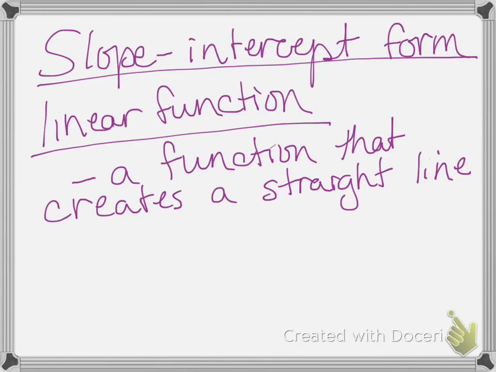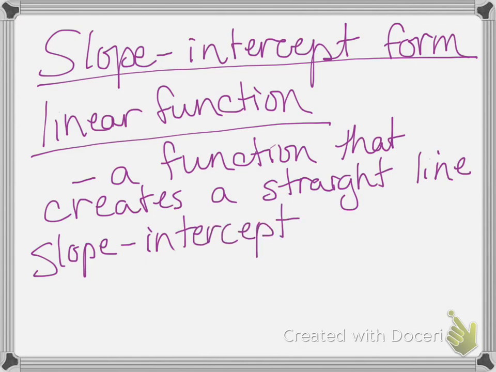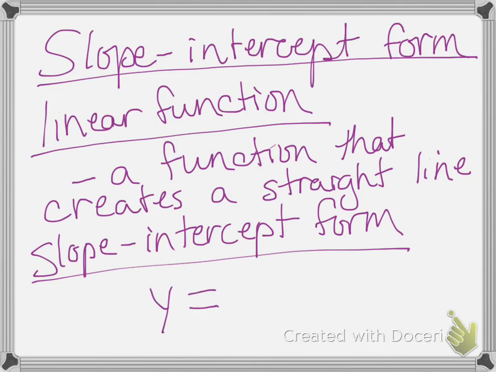Now, the most important thing that we'll learn today is slope-intercept form. This is a formula that helps us identify parts of a linear function. And it's written as y equals mx plus b.